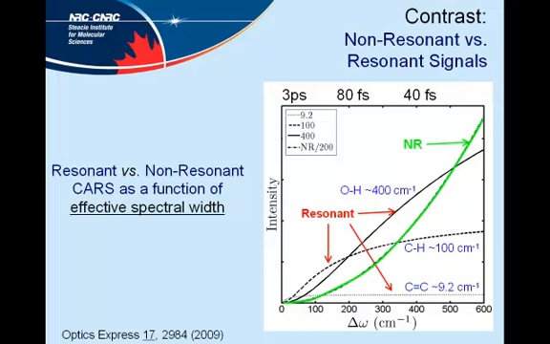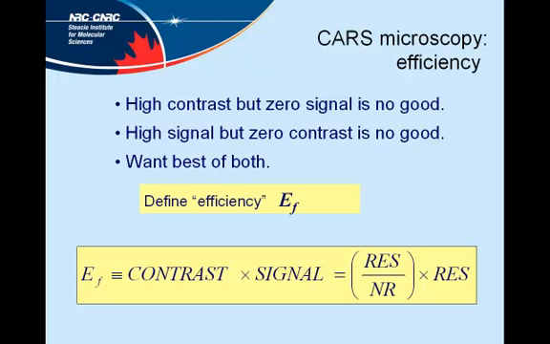Then you have to think a little bit. Another way to say this is: what is the efficiency of the signal that you want to generate? Obviously, if you have very high contrast but zero signal, that's not very useful. Equally, if you have a very high signal with zero contrast, that's not very useful either. So you want the best of both. We define this efficiency as the contrast times the signal. The contrast is the resonant divided by the non-resonant, and we multiply it again by the resonant signal.